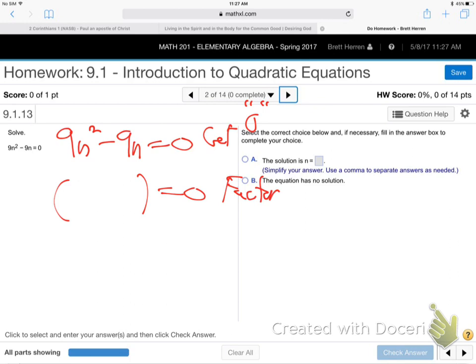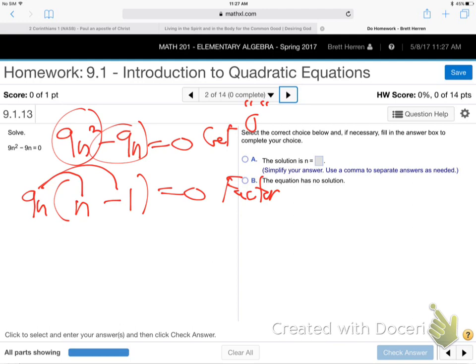What do they have in common? 9 and n, like that. So 9n times what will go back to 9n squared? n. And 9n times what? Minus 1. Is that good so far?